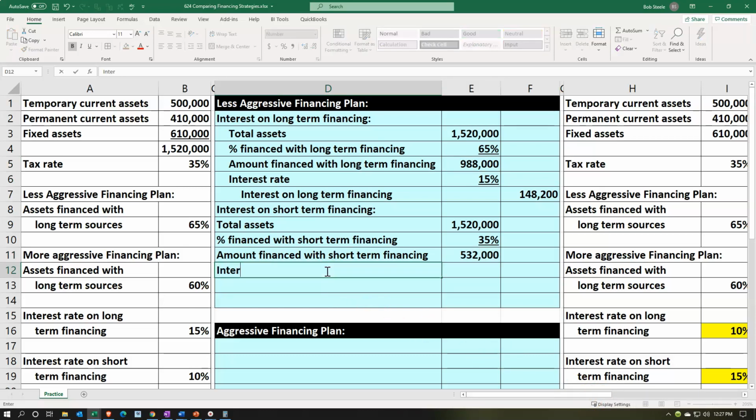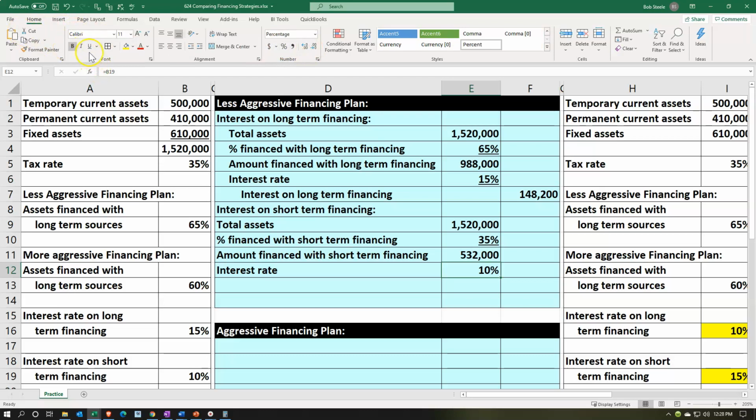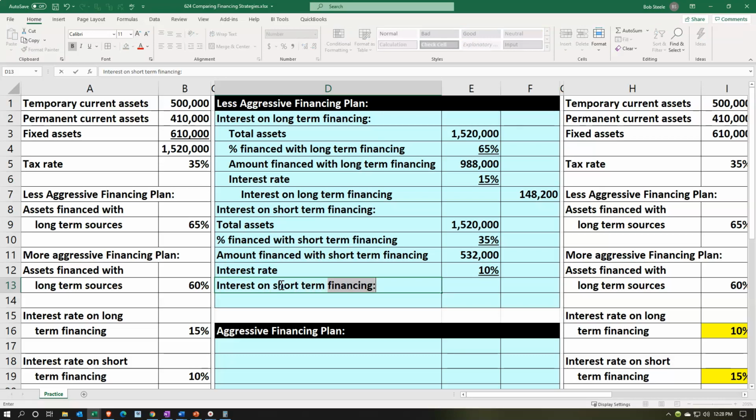Then we have the interest rate that we're going to be having on the short-term financing, which we said was, what was it? I think 10%. 10%. That's what it was. And then we're going to go to the Home tab, numbers group, and percentify that. Home tab, font group, and underline that. The other one wasn't the font group, it was the numbers group. And then we're going to say the total is going to be the interest on short-term financing. I'll put this in the outer column. It's going to be equal to the 532,000 times the 10%. Let's put an underline here. Go into the Home tab, font group, underline.